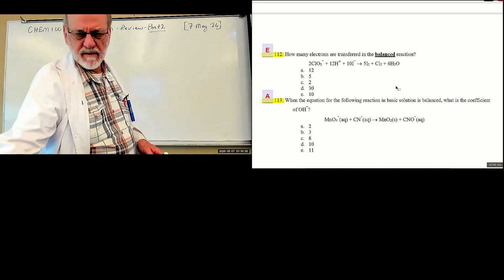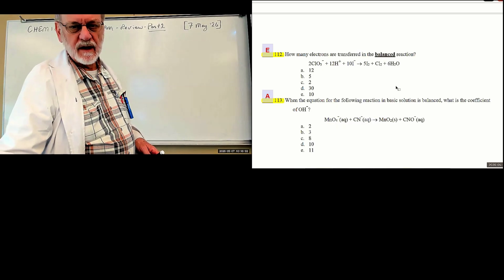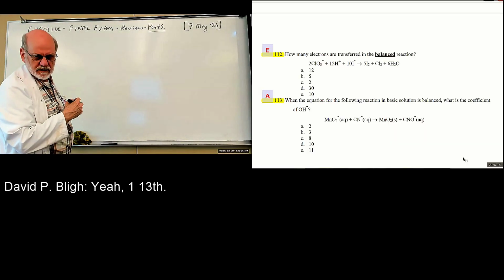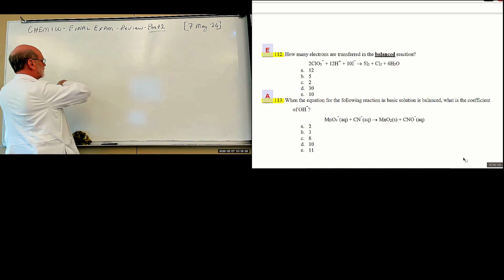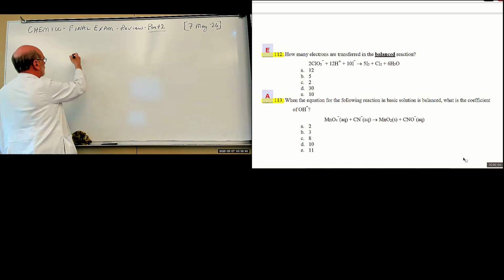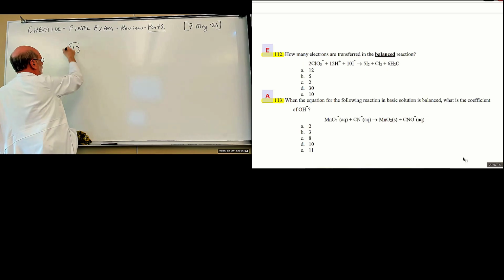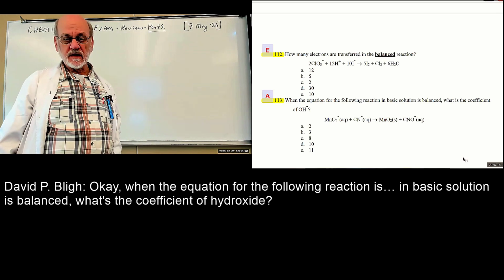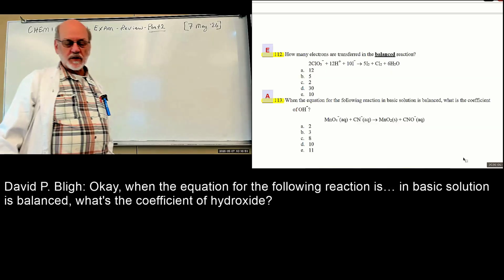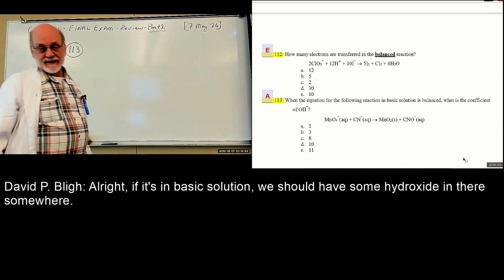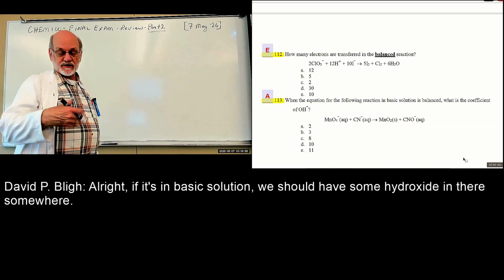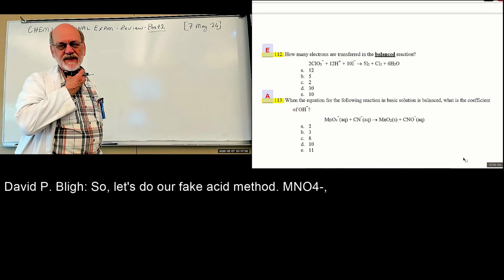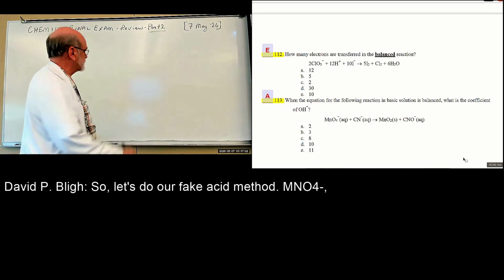All right. Let's see, number 113, right? Yeah, 113. Okay, when the equation for the following reaction in basic solution is balanced, what's the coefficient of hydroxide? All right, if it's in basic solution, we should have some hydroxide in there somewhere. So let's do our fake acid method. MnO4 minus.